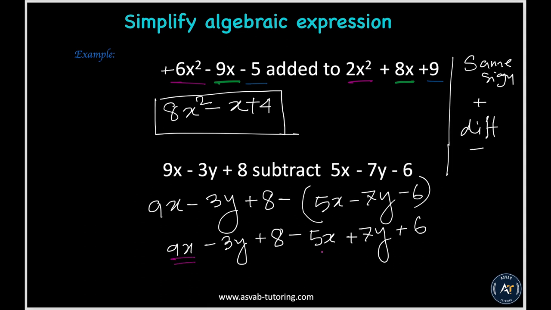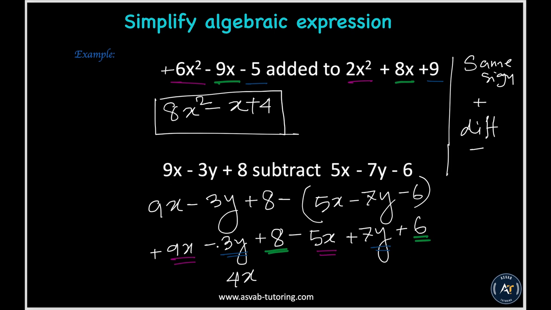This like term, this like term, and that like term. Now let's combine these terms together. Do you have the same sign in front for the x? No, they are different signs. So you need to subtract the small number from the big number. So 9 minus 5 is 4x.